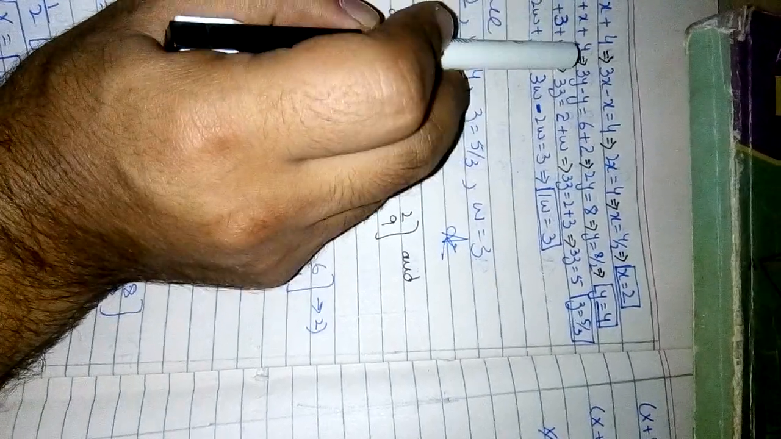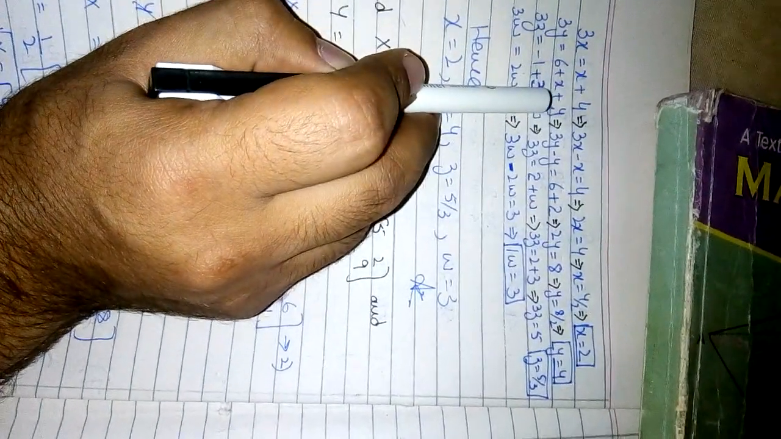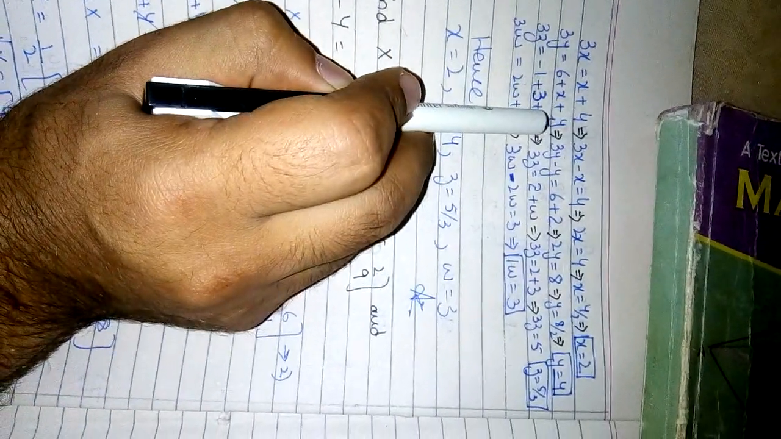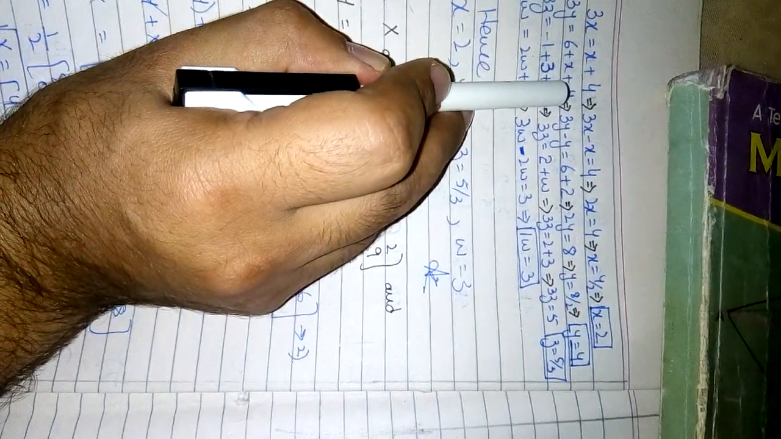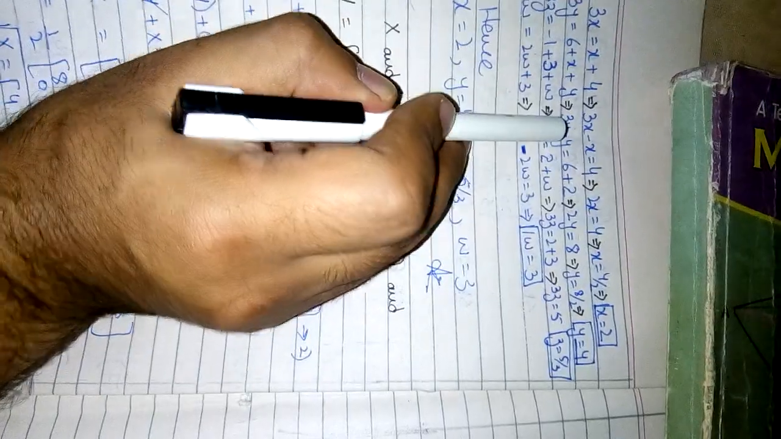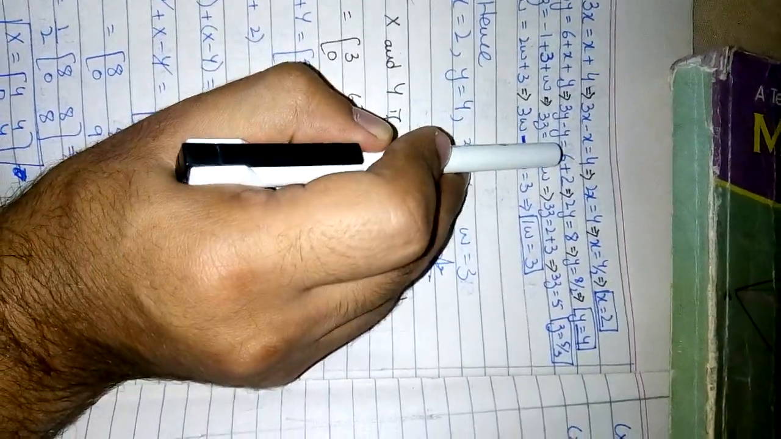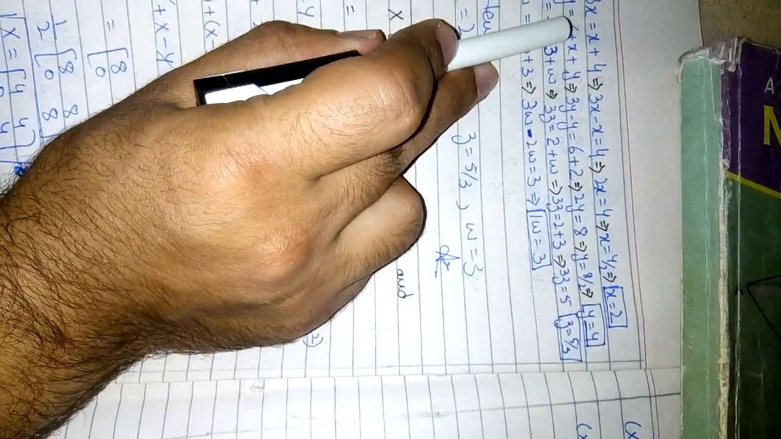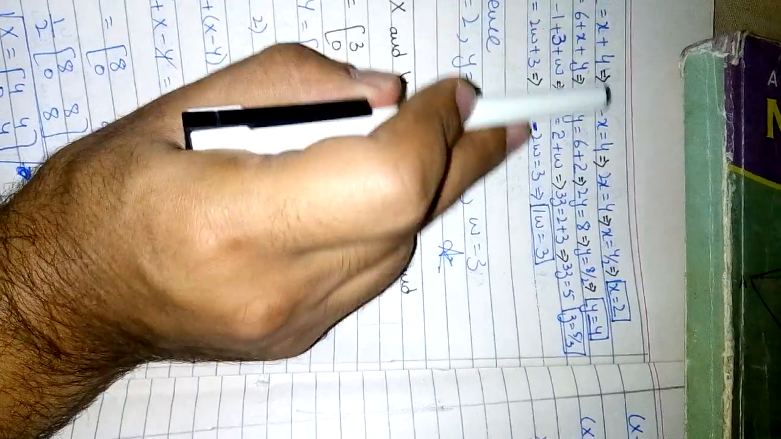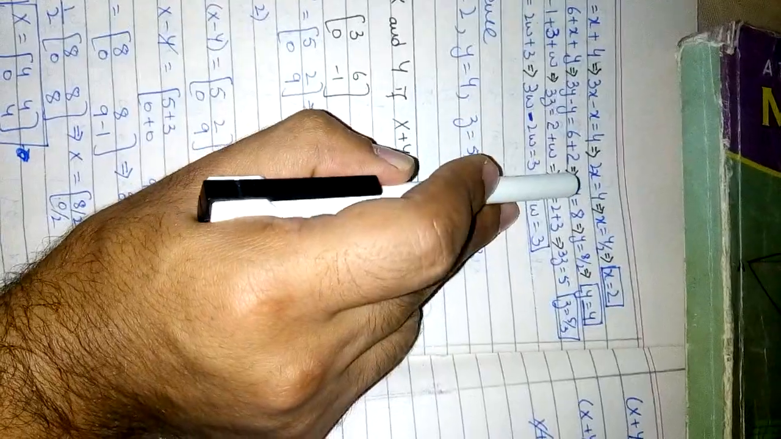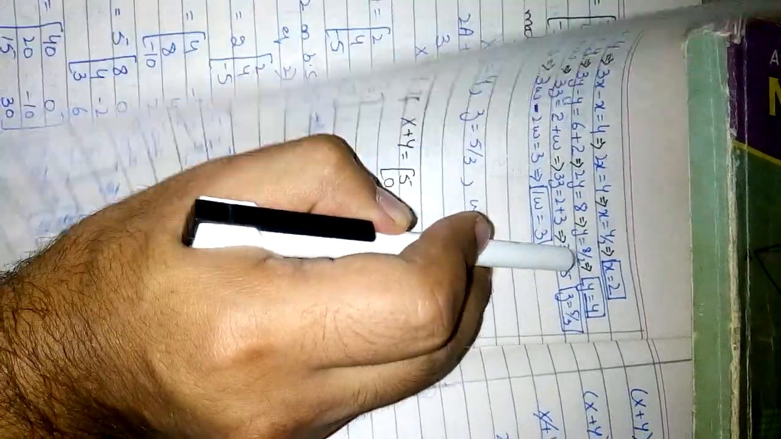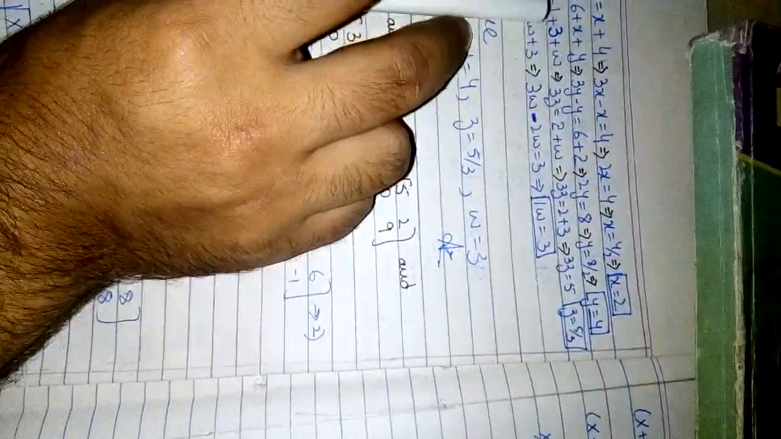Now if you look at the second term, 3y is equal to 6 plus x plus y. I shift this y from the right hand side to the left hand side, it will be 3y minus y equals 6 plus x. What is x? x is 2. 6 plus 2 is 8, and if we shift this 2, it will be in divisible form. 8 by 2 is 4.